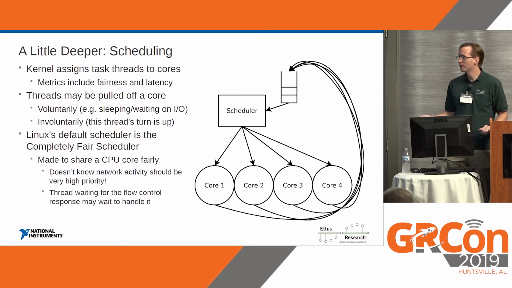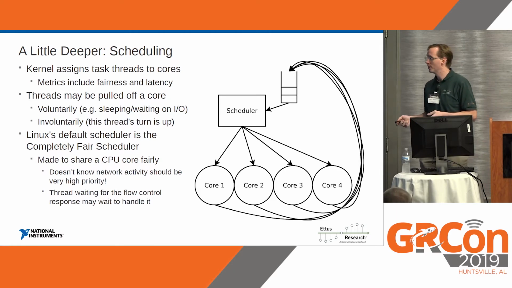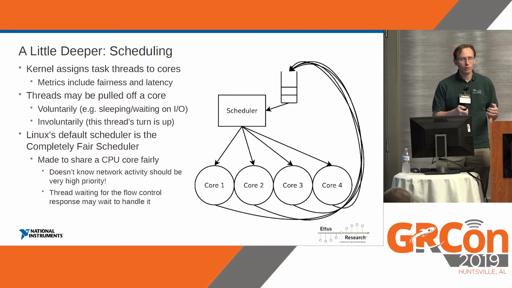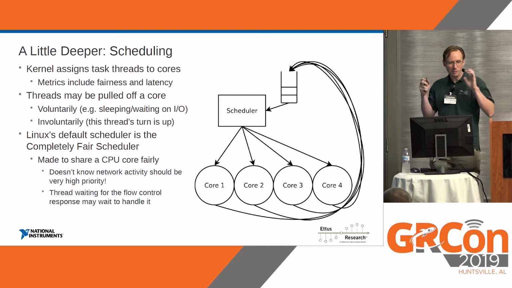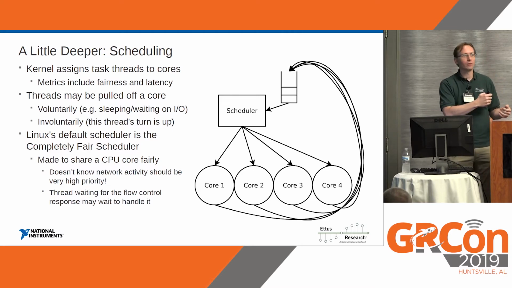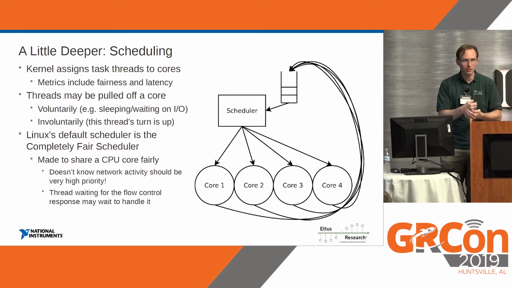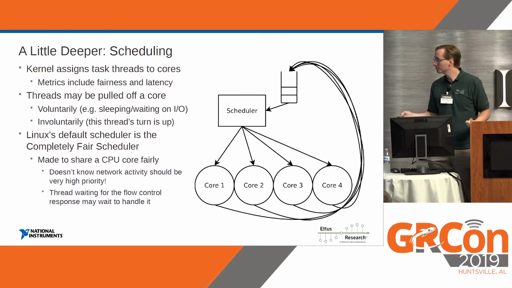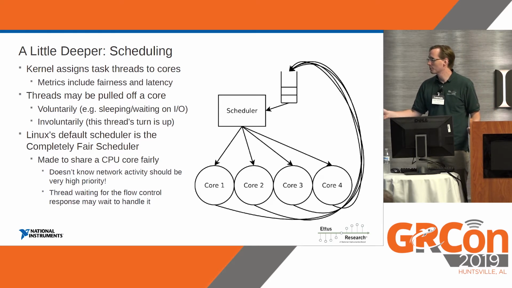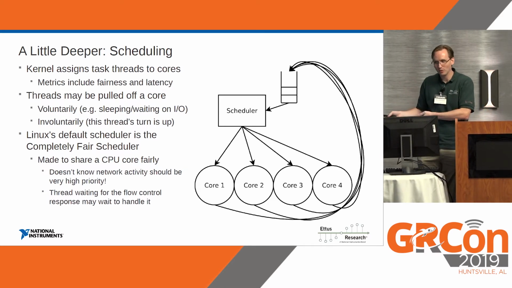One thing to keep in mind is that Linux's default scheduler is the completely fair scheduler. It's made to share a CPU core relatively fairly. They say completely fair, but that's not exactly true. And it doesn't really know what you're trying to do. It's kind of guessing. As a result, your network activity, your processing, it might not understand that this needs to be high priority, and when the event comes in, it should schedule it right away. And that's kind of an explanation of why that thread that's waiting for the flow control response might then wait to get to it.